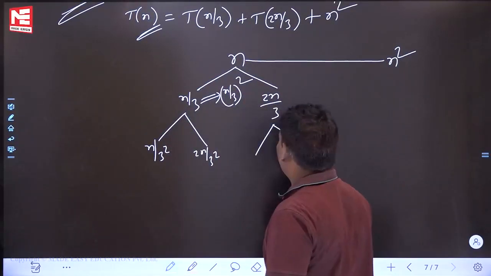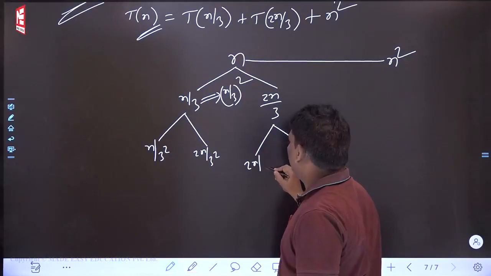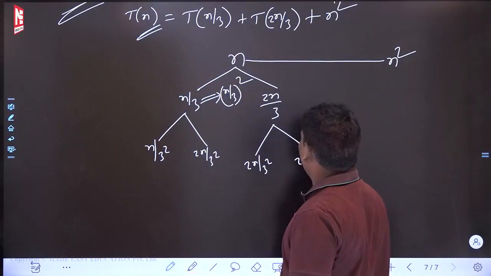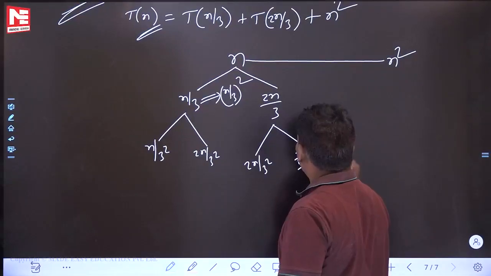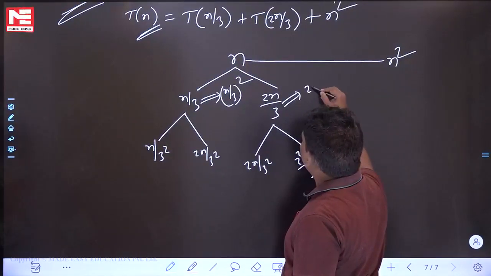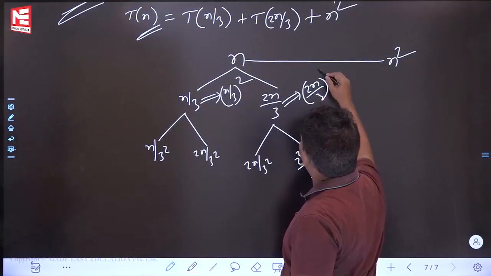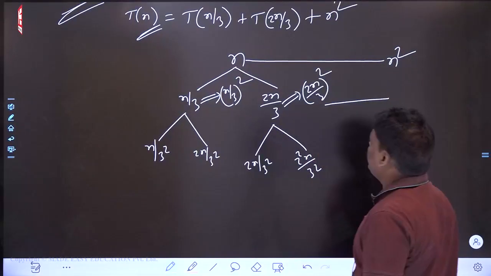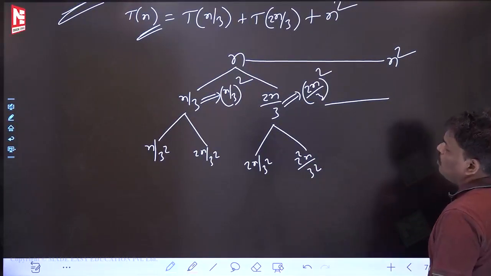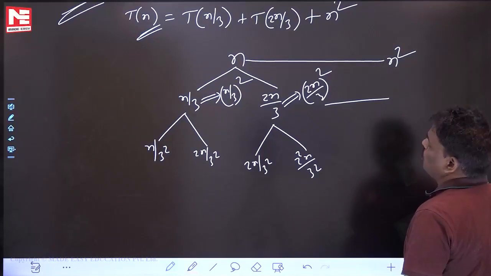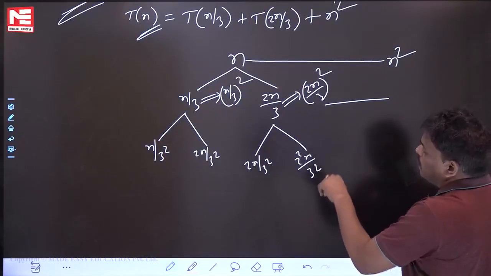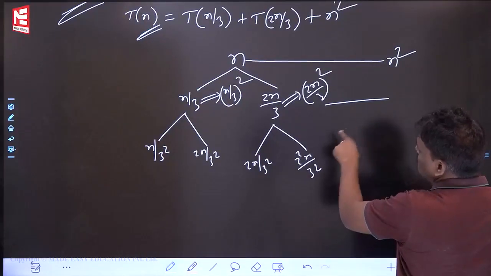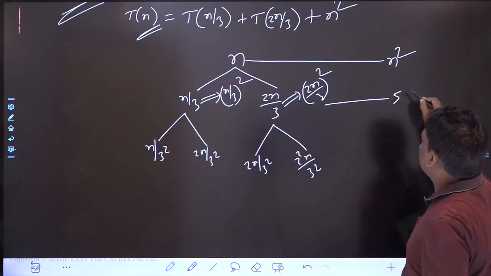Same way here also, left multiply by 1 by 3. What is the meaning? 2n by 3 square. Right multiply by 2 by 3, 2 square n by 3 square. This also multiply by, what is the answer? 2n by 3 whole square. Now, total non-recursive term add there. n by 3 whole square, 2n by 3 whole square means below 9 only. But what is above? n square here, 4n square here. Total becomes 5n square.